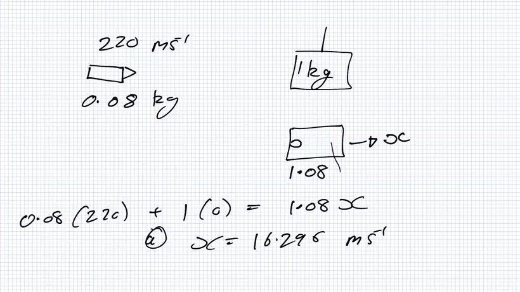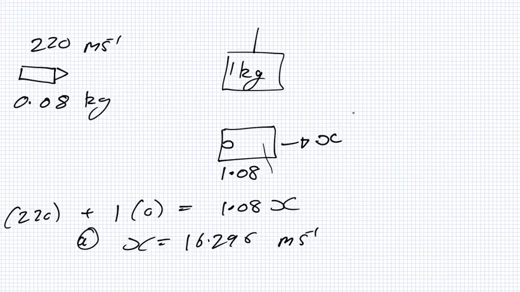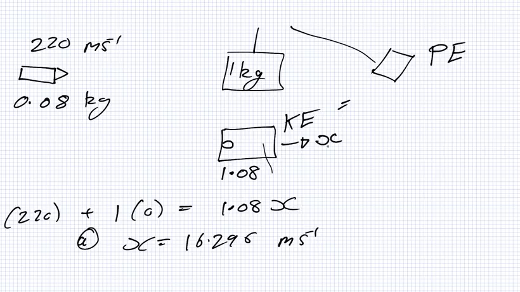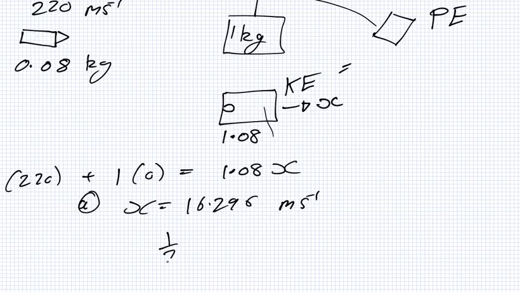So now, with 16.296, part B: use the conservation of energy to find the maximum height. The energy down here will be the same as the energy when the block swings up to its maximum height, which means it's at rest, so it only has potential energy, and that should equal the kinetic energy down here. We can get the kinetic energy because it will be a half mv squared.